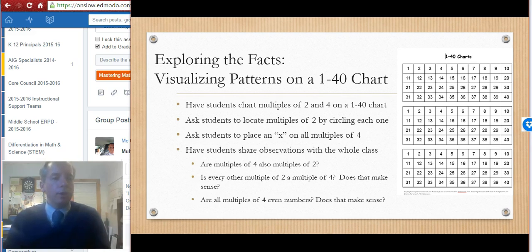But the key question we're exploring here is, are the multiples of 4 also the multiples of 2? And so they are hopefully going to realize that, well, every other multiple of 2 is a multiple of 4, but not every multiple of 2 is a multiple of 4. However, every multiple of 4 is a multiple of 2, right?